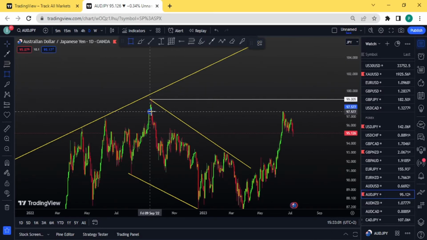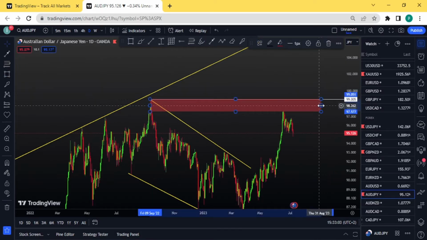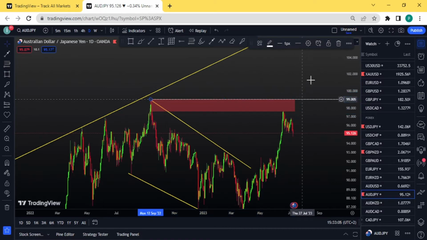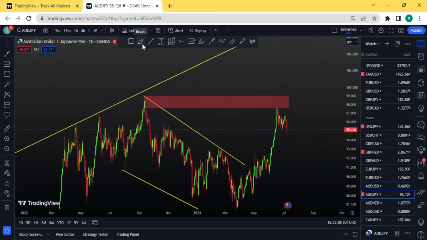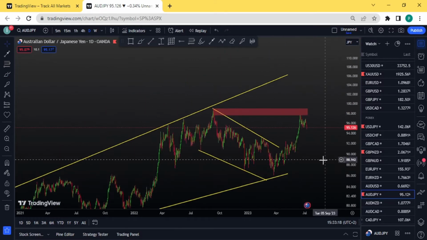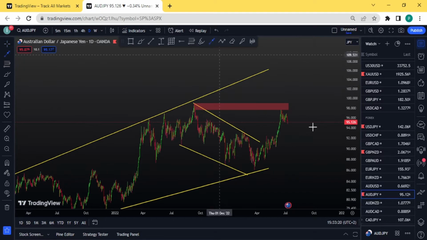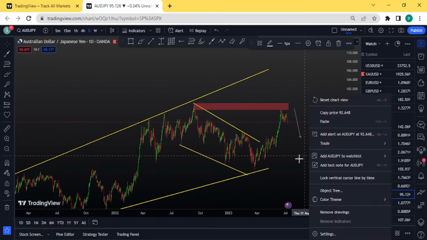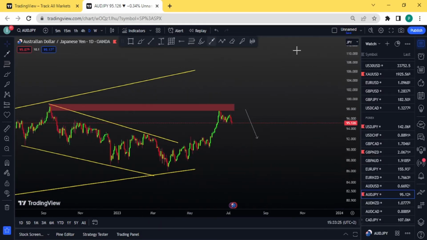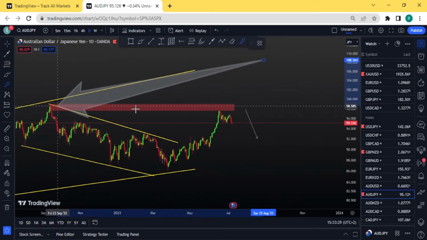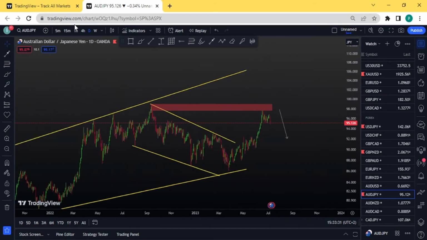So one thing I will do, I will draw my zone here, which is my resistance level. So now I see that price is respecting this resistance, and after respecting this resistance, it went down. So now we know that on a daily time frame, price is what? It's moving to the downside. Why? Because it has respected this resistance, in this case giving us a double top. So let's go to 1 hour.